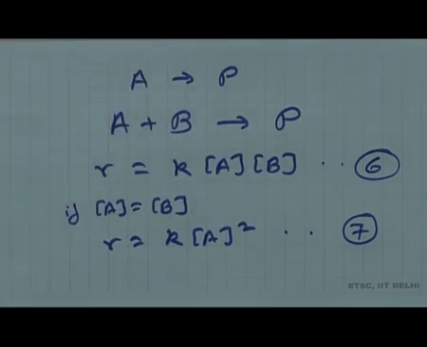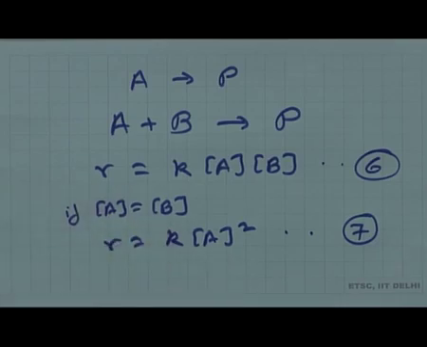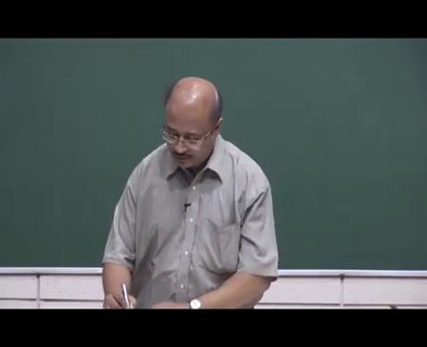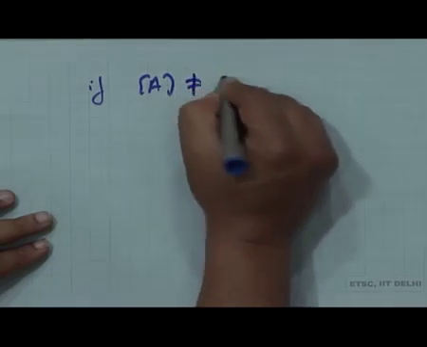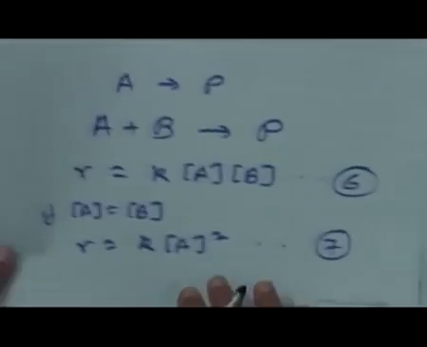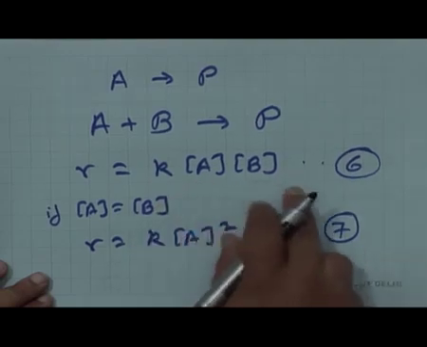Now, this is only possible when my concentration of A is equal to concentration of B. However, if concentration of A is not equal to concentration of B, then I can no longer write this. I can no longer write this. So, my R is always equal to K times A times B.